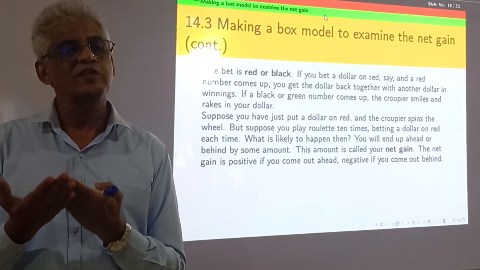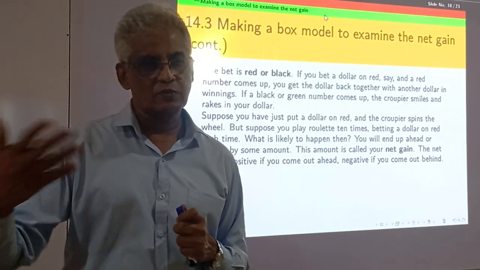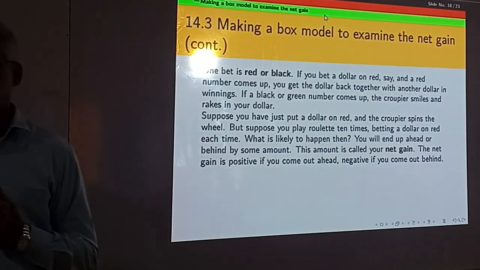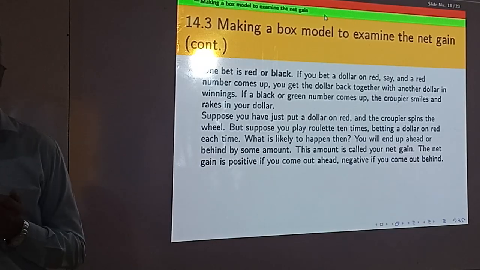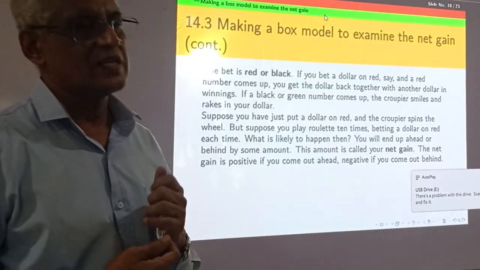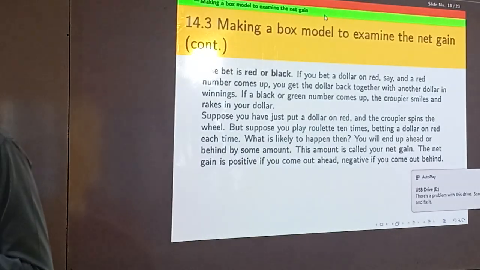If you have that kind of box, then you can look at what happens if you draw from this box 10 times with replacement, and then look at the total. We are interested in looking at the Tn in this case, the total.